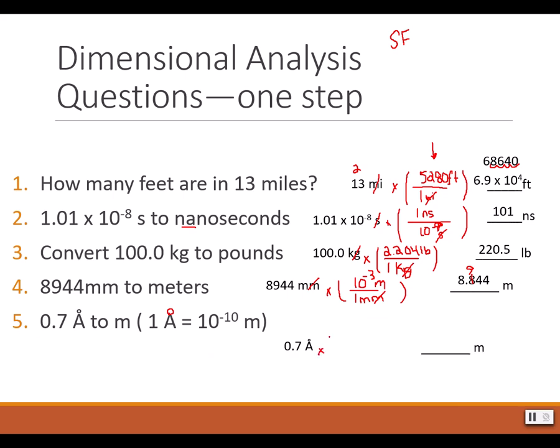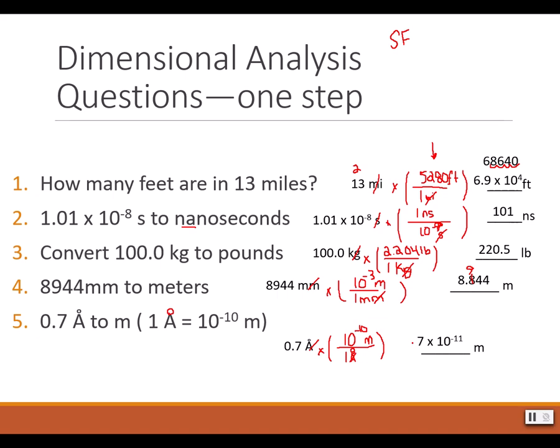And hopefully you say at this point, no problem, especially since I gave you the conversion factor. I know that that 1 angstrom, which will go in the denominator, is 10 to the negative 10 meters. Angstrom units cancel. I'm left with meters. Doing that multiplication gives me 7 times 10 to the negative 11 meters.